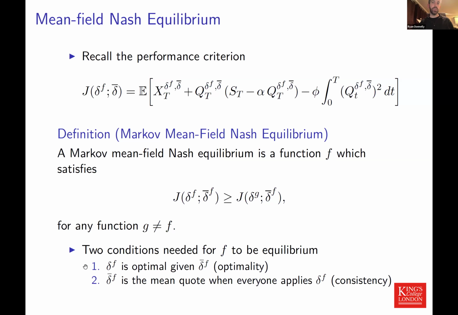It's the natural generalization of a finite player Nash equilibrium, where if you fix the strategies of all other agents, then each individual agent has to be acting optimally. But the difference here is that rather than fixing every single other agent individually, you fix the mean. In this case, you fix the mean price that happens to be quoted by every other agent. And what you need is that the function that becomes optimal in that setting is also the function which gives rise to that mean spread in the first place. Okay, so this is the notion of equilibrium that we're looking for.